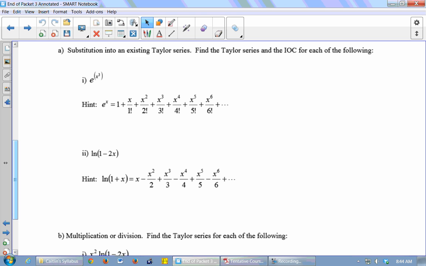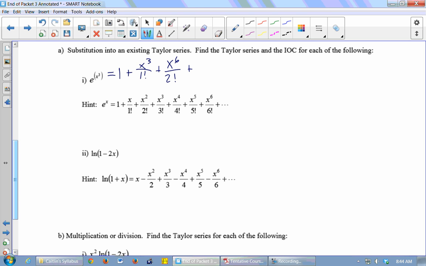If I wanted to have a formula for e to the x cubed, I could just plug x cubed into my Taylor series for e to the x. So everywhere I see an x, replace it with an x cubed. So I'm going to have 1 plus x cubed over 1 factorial plus x cubed squared, which is x to the 6th, over 2 factorial. X cubed cubed is x to the 9th over 3 factorial. And x to the 4th cubed would be x to the 12th over 4 factorial. And then we're done. So this saved us from having to take many derivatives of e to the x cubed.